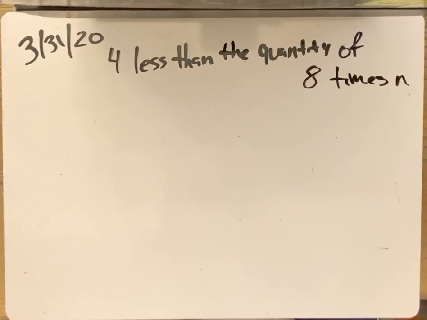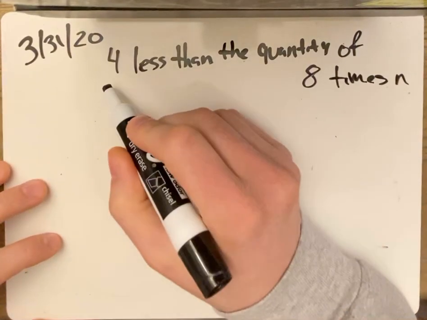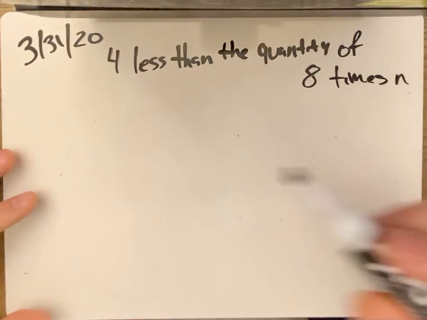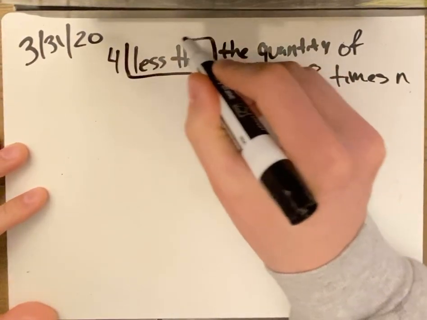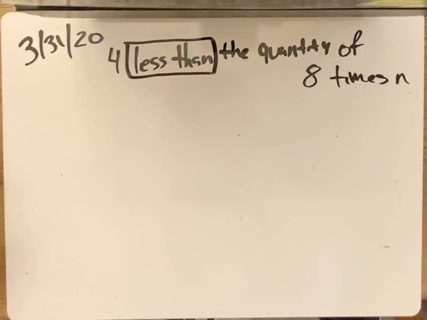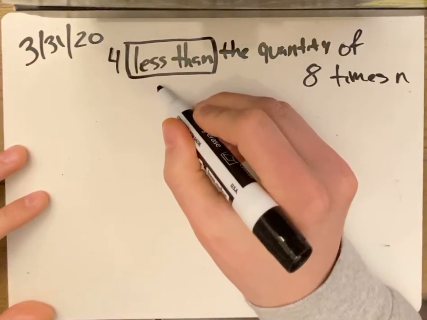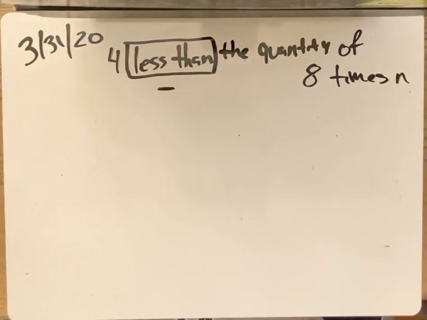So let's break this down. 4, we know what 4 stands for, right? Less than. What does that stand for? It stands for subtraction. The quantity of 8 times n means the answer of 8 times n, okay?